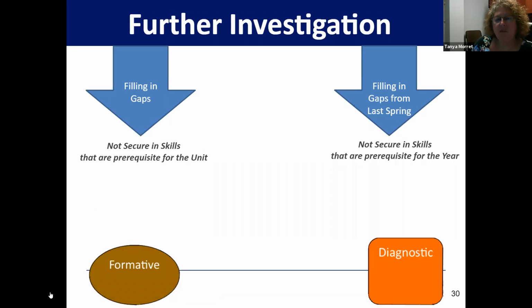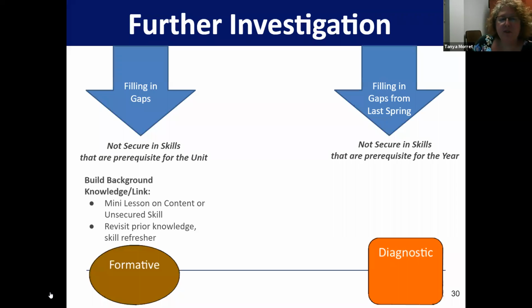Once we have drilled down to figure out how big the gap is, for students whom the gap is smaller, we're going to do some of the same things. We're going to bring those students into our mini lessons on content. We're going to do bell ringers to revisit prior knowledge. So we're not creating more work. We're just strategically going to use this strategy, and it's going to address the needs of more students.